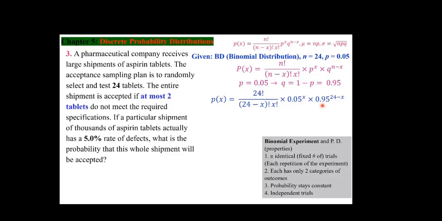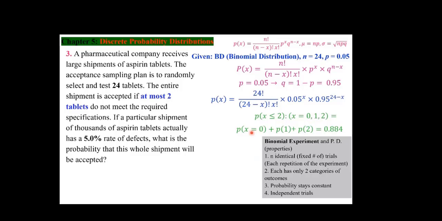And now what happens? Let's go back and read. The entire shipment is accepted if at most two tablets do not meet. So probability of at most two tablets, that means probability of x less than or equal to 2. When x is 0, you plug in 0 instead of x and you calculate. When it's 1, you plug in and calculate. When it's 2, you plug in and calculate. So you want the probability of x equals 0 plus the probability of x equals 1 plus the probability of x equals 2. And I'm assuming everybody can do that.